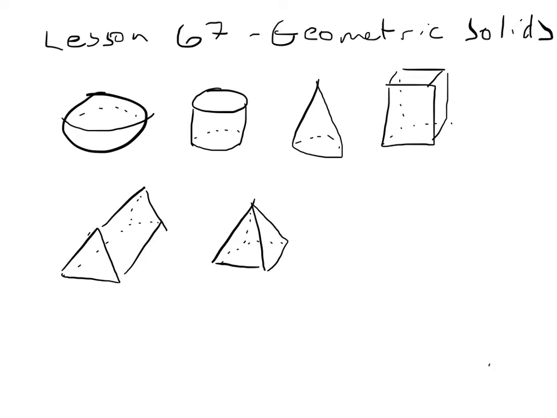Here are some examples of those geometric solids. Here we get a sphere, a cylinder, a cone, a cube, a triangular prism, and here we have a pyramid. What's interesting, here's a triangular pyramid, and its shape is described by the shape on the end. So because this is a triangle, we call it a triangular pyramid.